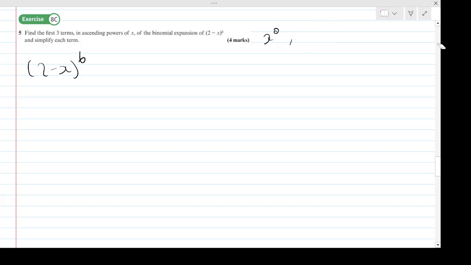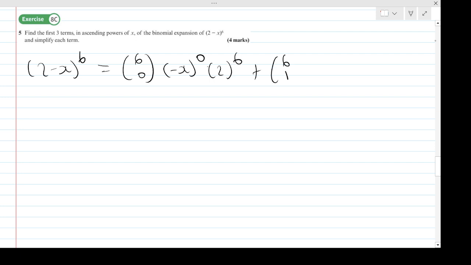Anyway, if we expand this then, firstly, it's going to be 6 choose 0, so start from 0. Then the x term, well, it's minus x here, will then be to the power 0. Then the 2 would then be a corresponding power of 6. There we are. Then the next term is 6 choose 1. And then minus x would be a power of 1. And then 2 would then be a power of 5 overall.